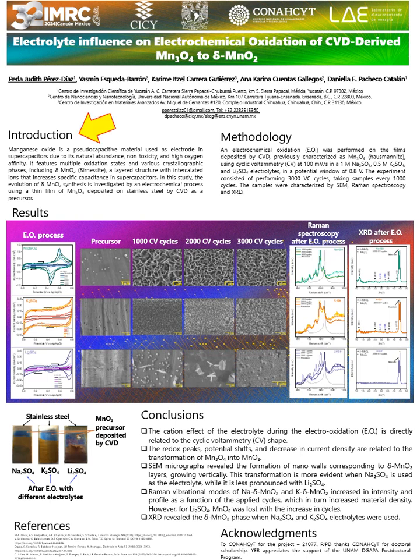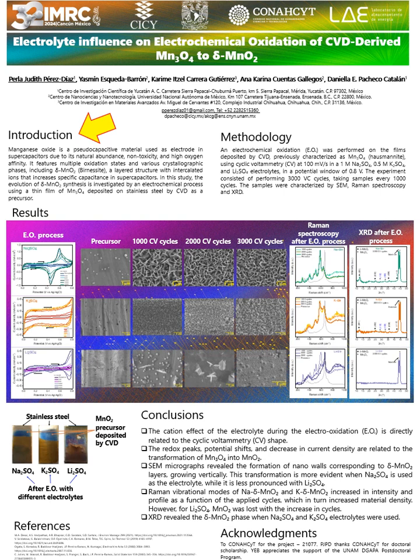To start with an introduction, manganese oxide has attracted attention as a pseudocapacitive material used in supercapacitors. This interest comes from its natural abundance, its non-toxicity, and its ability to form multiple oxidation states that create various crystallographic phases. One notable phase is delta manganese dioxide, also known as birnessite, which has a layered structure with intercalated ions and water molecules. This layered structure can enhance the specific capacitance in supercapacitors, making its synthesis highly important.